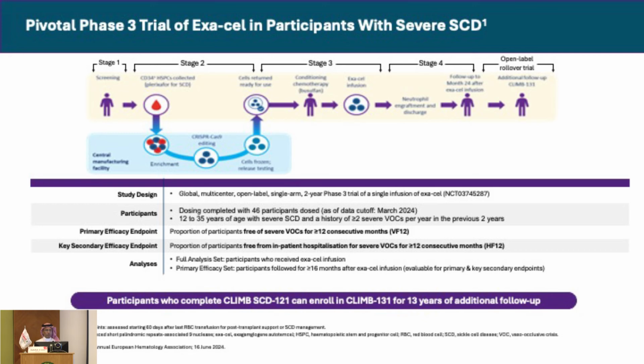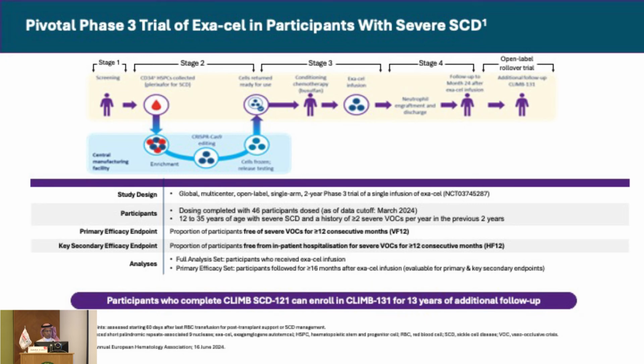And again, similarly, they'll be checking the quality, and then the product is frozen and sent to the patient. The same thing, we're using busulfan for conditioning the patient and then following up on the product. And the design of the study, for patients with sickle cell, 46 patients were infused with the product. Their ages are 12 to 35 years, and they all have a history of severe VOC, more than 2 per year in the last 2 years.